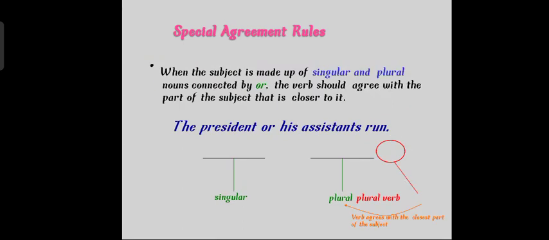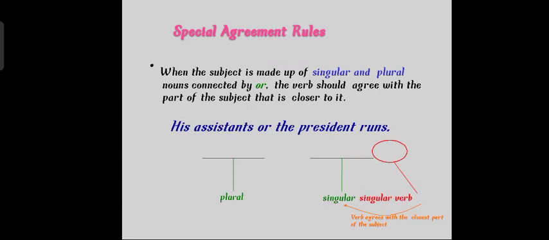And next one: when the subject is made up of singular and plural nouns connected by or, the verb should agree with the part of the subject that is closer to it. The president or his assistants run. President is singular and his assistants is plural. Here the plural verb is used because the plural subject is closer to the verb.